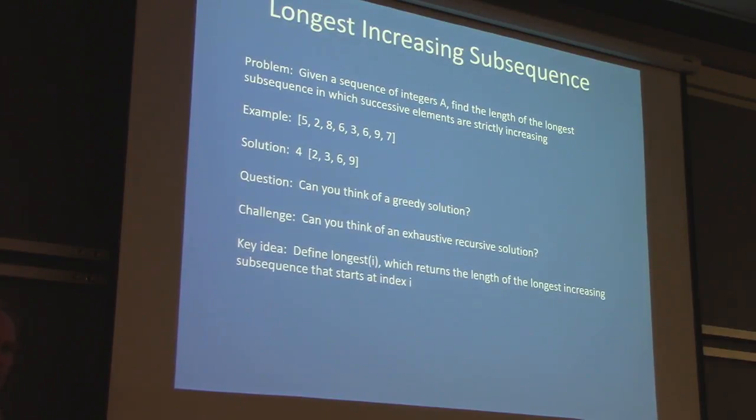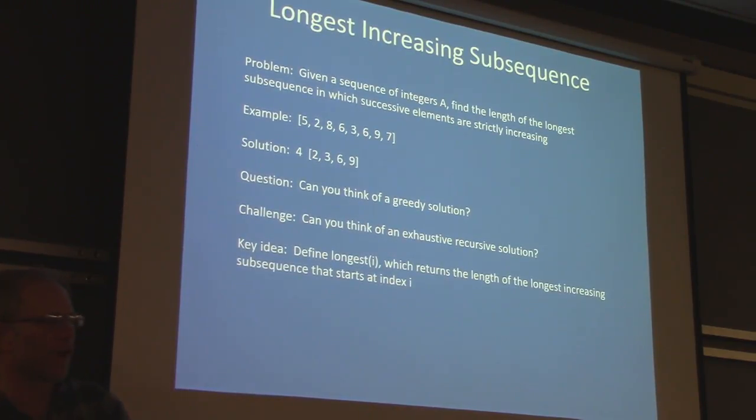Now, once we come up with a definition of longest of I, how would we use that to solve our original problem? Not longest of 0. Longest of 0 would be the longest increasing subsequence that starts at index 0. Well, what is longest of 0 for this array up here? 3. You can go 5, 8, 9, or 5, 6, 7, or 5, 2, 6. There are lots of them, but they're only of length 3. So longest of 0 is not the solution to the overall problem.